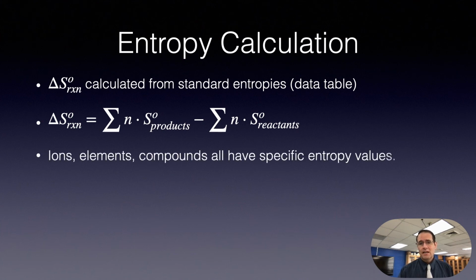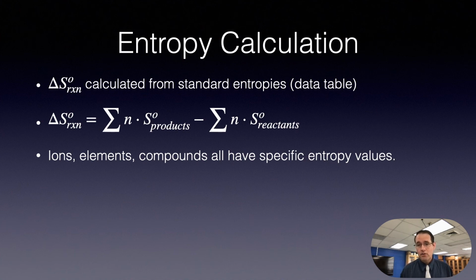Okay. Now keep in mind that ions, elements, and compounds all have specific entropy values. So what's the entropy of lead? Well, that's going to be a number at standard state. What's the entropy of helium gas at standard temperature and pressure and so on? It's going to be much higher, because helium's a gas, lead is a solid, right?